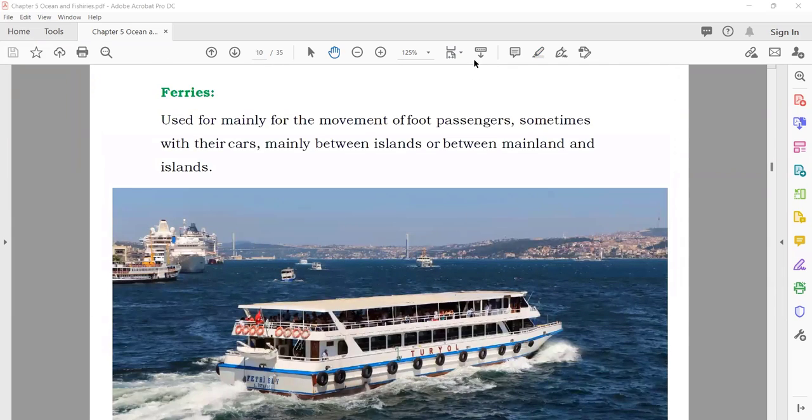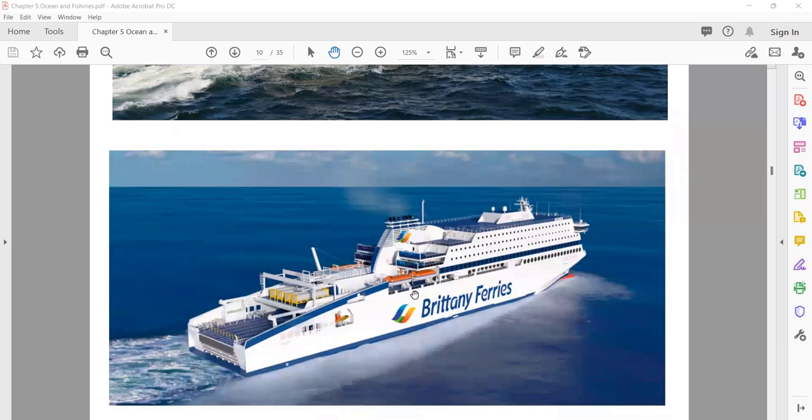After that, you have the ferries. Ferries, you know, are used especially for tourism purposes, and also to move from one place to another. They are used mainly for movement of foot passengers, sometimes with their cars, mainly between islands or between a main island and another small island. So it is also a type of ship in which things are moved over a small distance in the water from one place to another. So these are the ferries. You can see this one also.